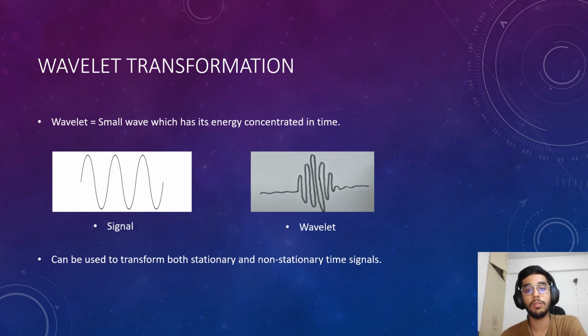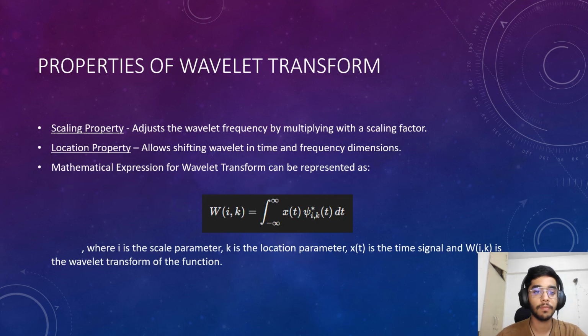Now let's proceed to the properties of wavelet transform. Now there are two basic properties of wavelet transform. First is the scaling property and second is the location property or the shifting property. These properties are the same as those which we heard in Fourier transform properties. The scaling property helps us to adjust the wavelet frequency by multiplying a scalar, which is known as the scaling factor. The location property, or the shifting property, allows us to shift the wavelet in time and frequency domains.